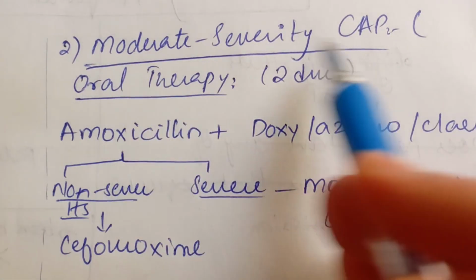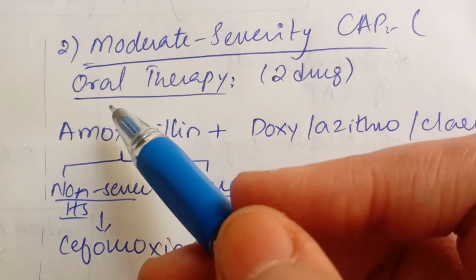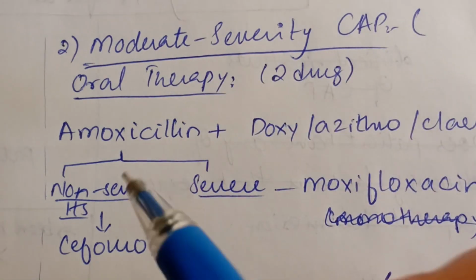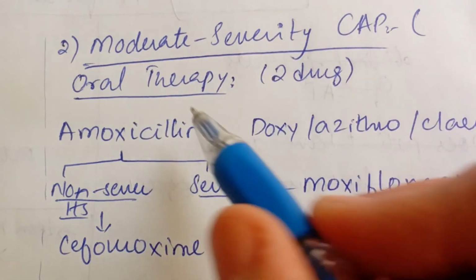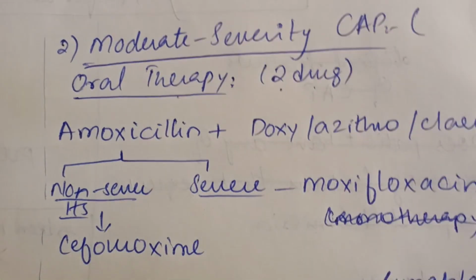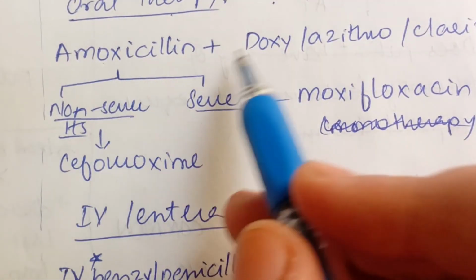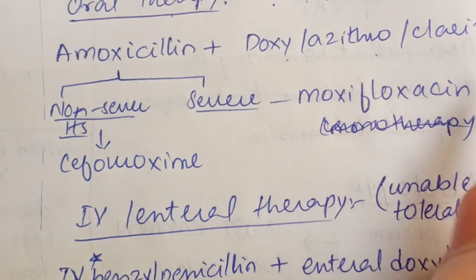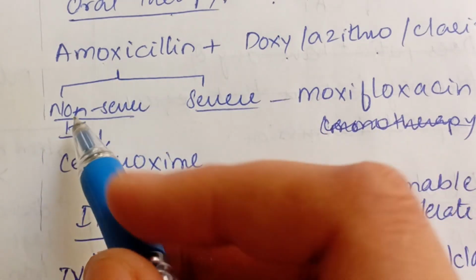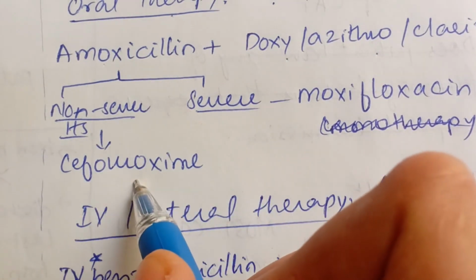Now coming towards the moderate severity community acquired pneumonia, if the patient is a candidate of oral therapy, he can tolerate oral therapy, and he can take oral drugs, we are going to administer the oral therapy, and the regimen would be two drug therapy. In two drug therapy, we are going to administer amoxicillin plus doxy or azithro or clarithromycin. But if the patient is allergic to amoxicillin and the patient has non-severe hypersensitivity reaction, amoxicillin would be replaced by cefuroxime.